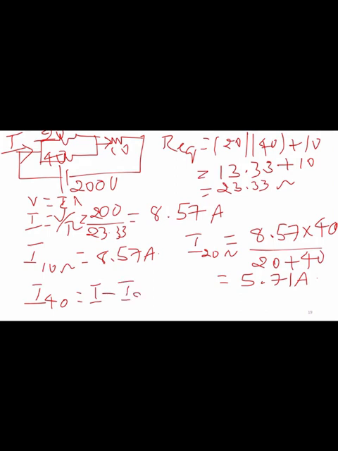Then the current flowing through the 40 ohm resistor we can easily calculate: it is the total current minus the current flowing through the 20 ohm resistor, which is 8.57 minus 5.71 amps. So we get the current flowing through the 40 ohm resistor as 2.86 amps. This is how we can calculate the current flowing through individual resistors.